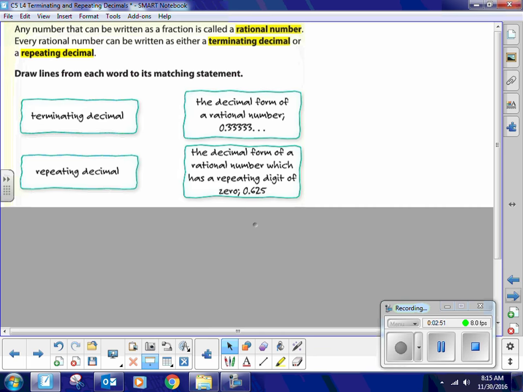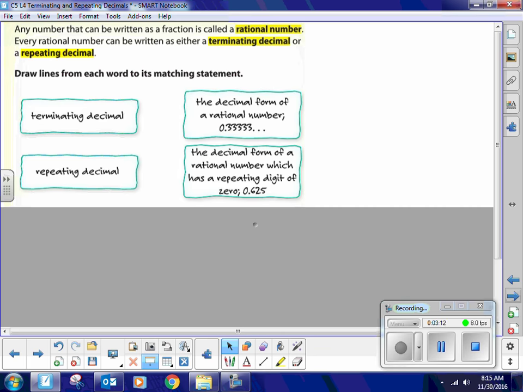It says terminating decimals, okay? Is a terminating decimal a decimal form of a rational number that's like 0.3333333? No, because it never stops. It's not terminated. It doesn't stop. Okay, so that's wrong, all right? A terminating decimal is the decimal form of a rational number which has a repeating digit of 0, okay?